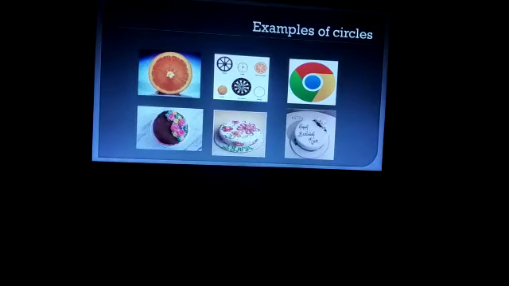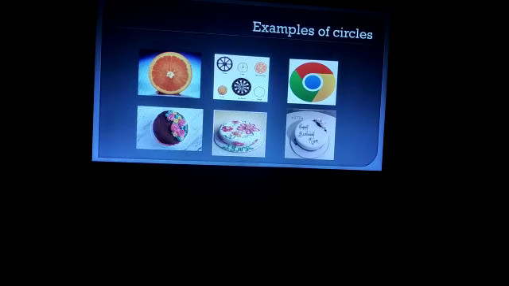So tell some real life examples for the circle. You all know different types of bangles, so there are so many examples. Here I have given a round cake, since Christmas is coming, right? The Google Chrome logo is also the shape of a circle. So you are all familiar with the circle now.